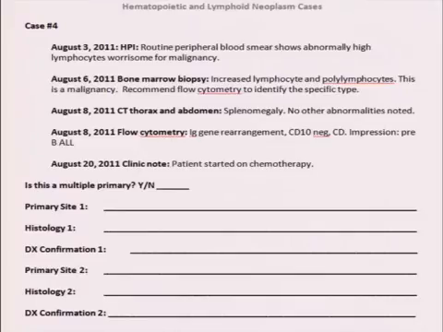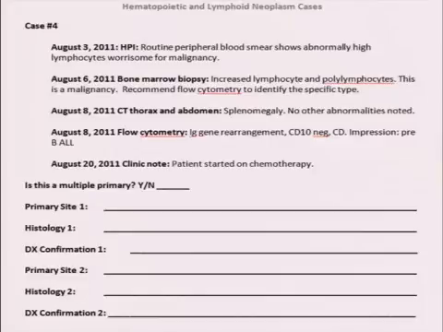This is another case we'll go through quickly. A peripheral blood smear shows high lymphocytes, worrisome for malignancy. Bone marrow shows malignancy, but nothing really else. CT scan just shows an enlarged spleen. But the flow cytometry says pre-B ALL and the patient started chemo.